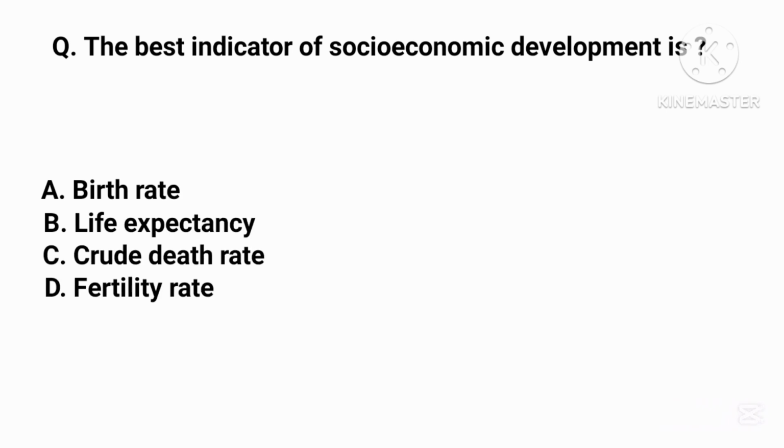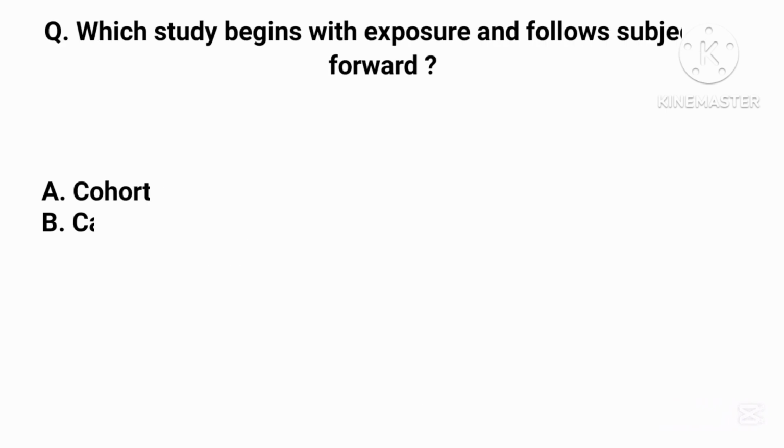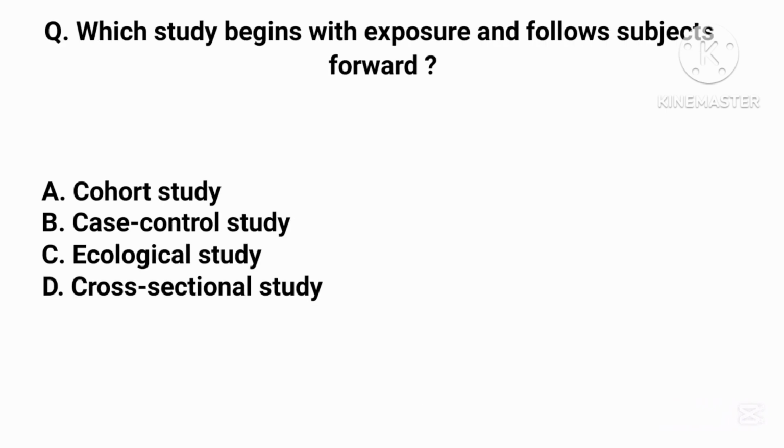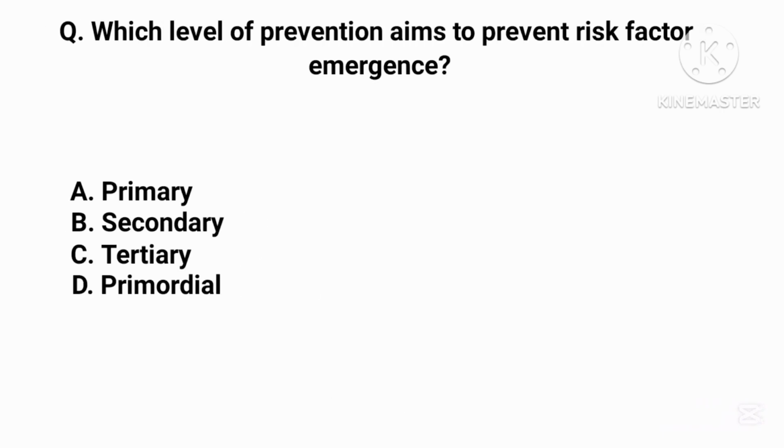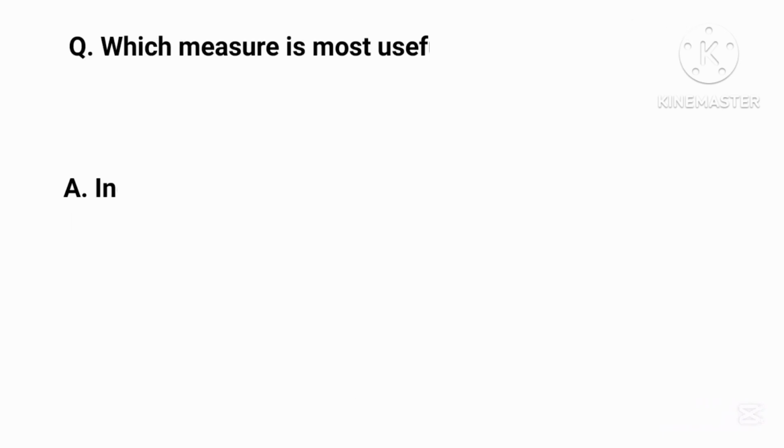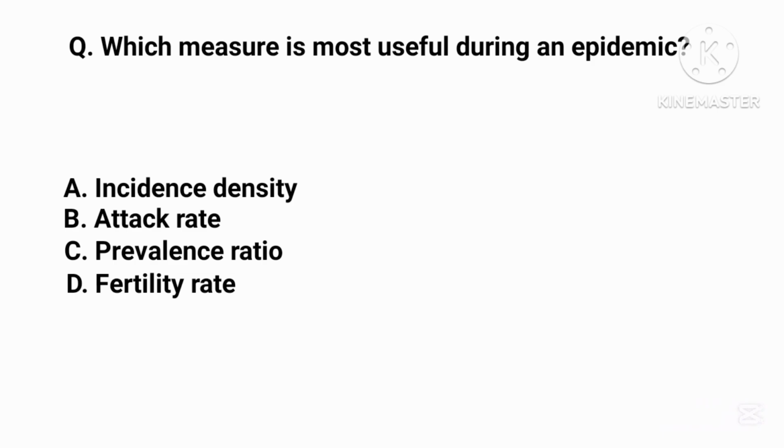The best indicator of socio-economic development is. Correct answer is option B. Life expectancy. Which study begins with exposure and follows subjects forward? Correct answer is option A. Cohort study. Which level of prevention aims to prevent risk factor emergence? Correct answer is option D. Primordial. Which measure is most useful during an epidemic?